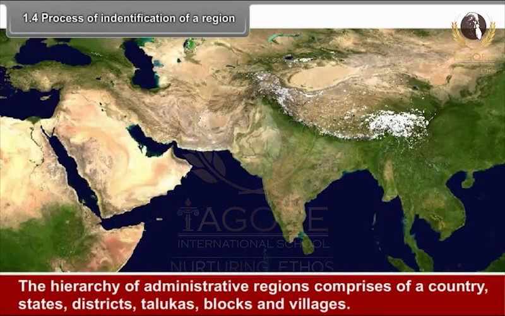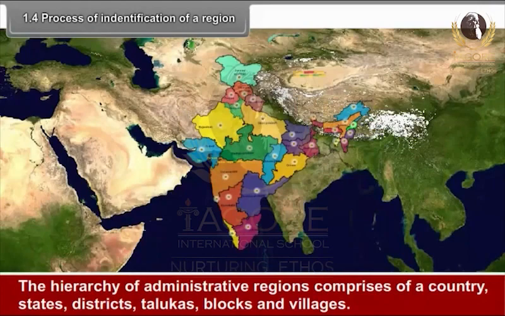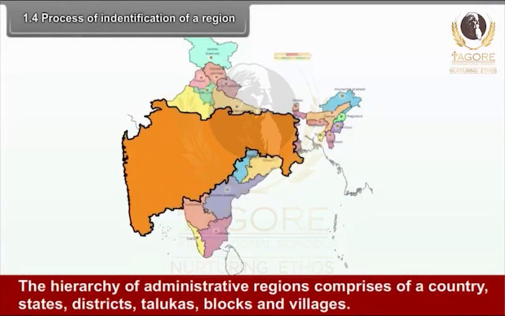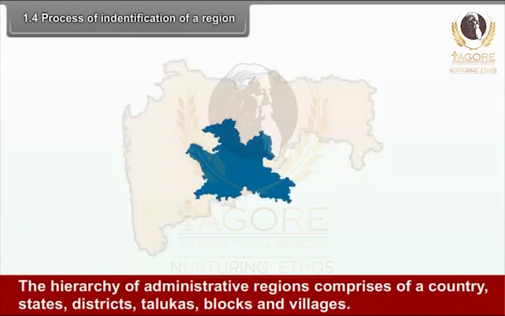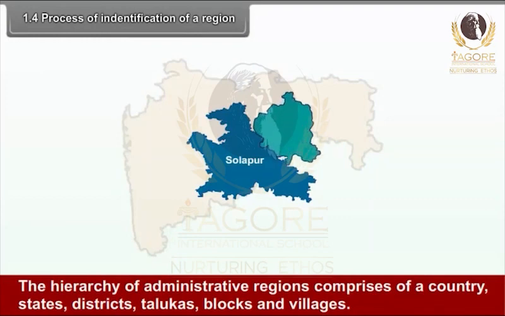The hierarchy of administrative regions comprises of a country, state, district, taluka, blocks, and village.